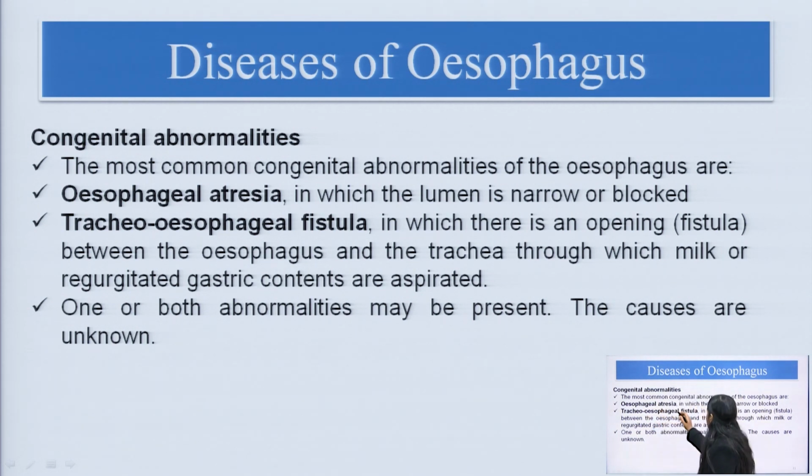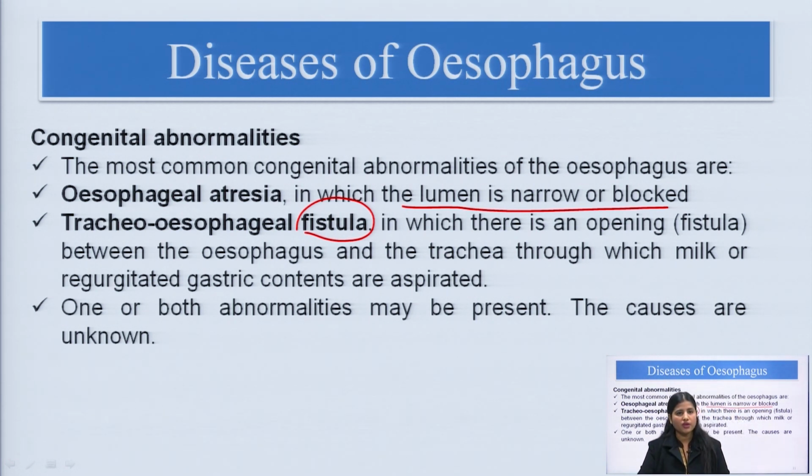Esophageal atresia means the lumen is narrow or blocked. The esophagus is either narrow or it is blocked. In tracheoesophageal fistula, there is an opening. Fistula means opening. There is an opening connecting the trachea and esophagus. So whatever content is going from the esophagus will pass to the trachea. That is a very severe problem.